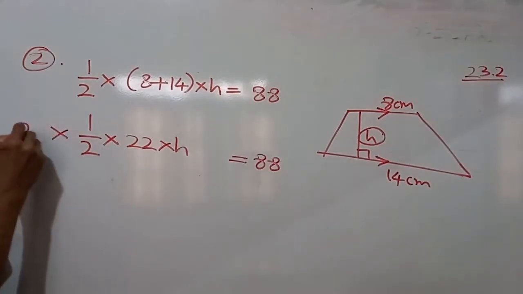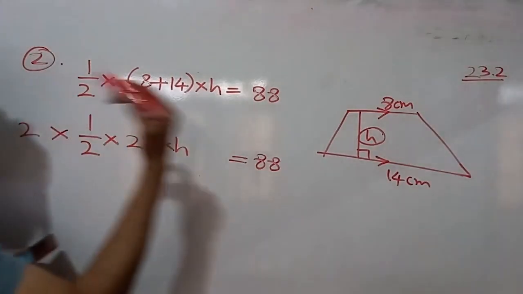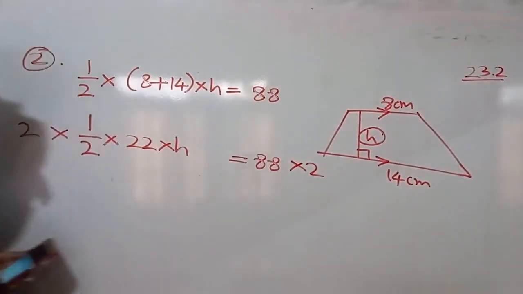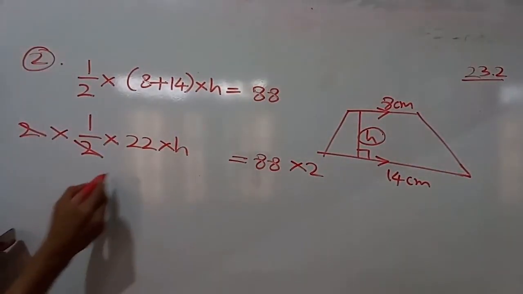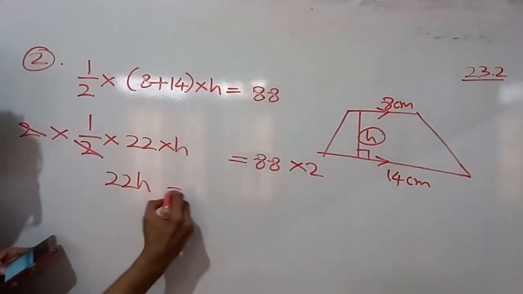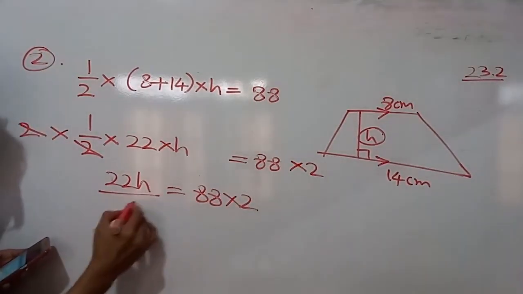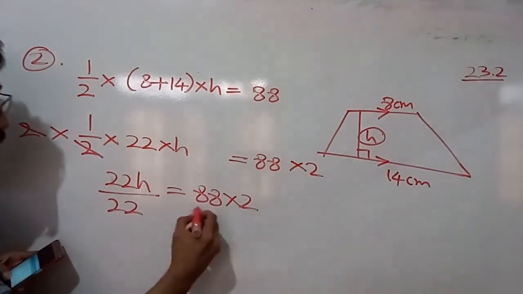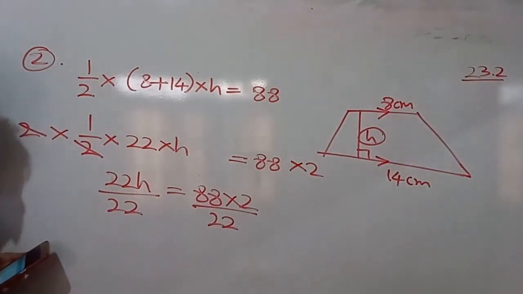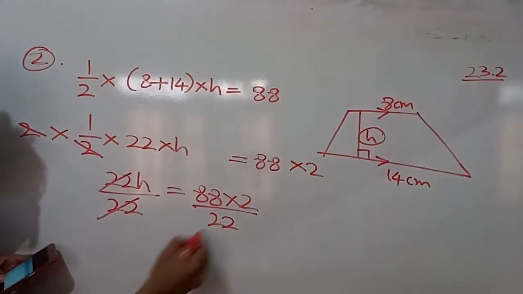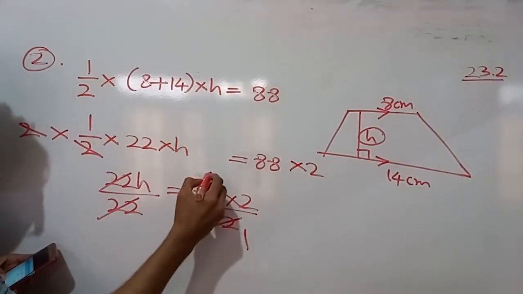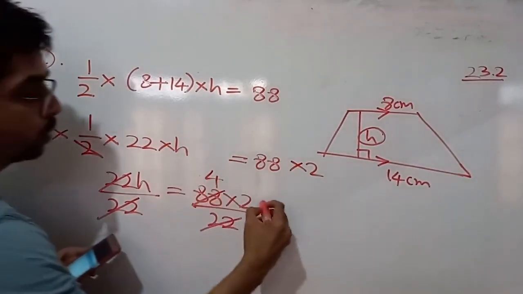Now I will multiply this by 2. So I have to do the same thing to the other side. So I can cancel out the 2. So 22h is equal to 88 times 2. Now I will divide this side by 22. Do the same thing to the other side. So we can cancel out the 22. 22 times 1, 22 times 4. 4 times 2 is what?